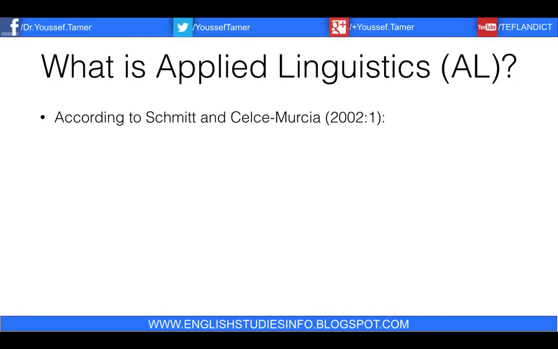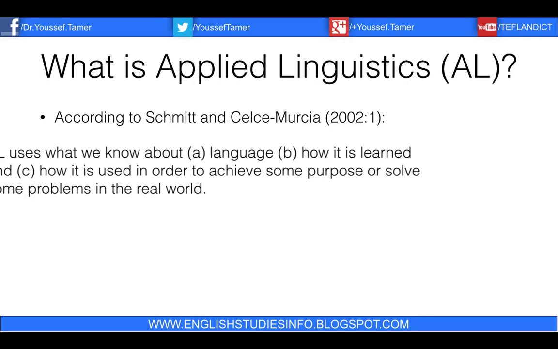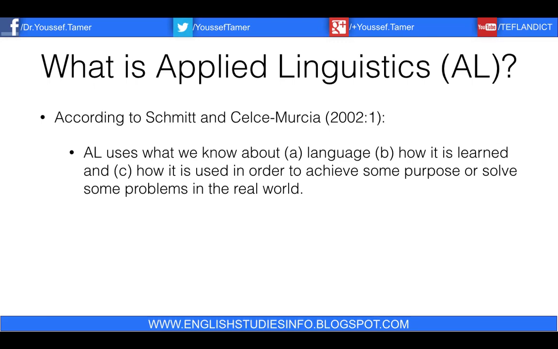According to Smith and Moshia 2002, another definition: applied linguistics uses what we know about language, how it is learned, and how it is used in order to achieve some purpose or solve problems in the real world. So again, you have a problem, and these applied linguists use language, how it is learned, how it is used, in order to achieve or solve problems.